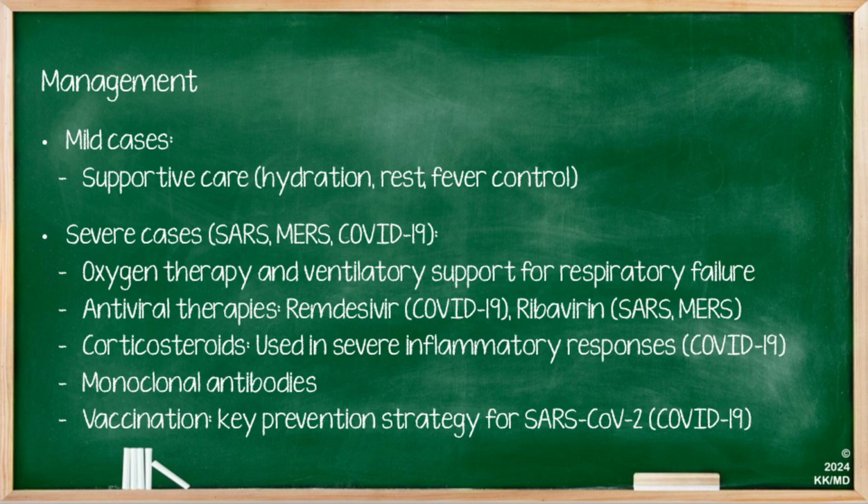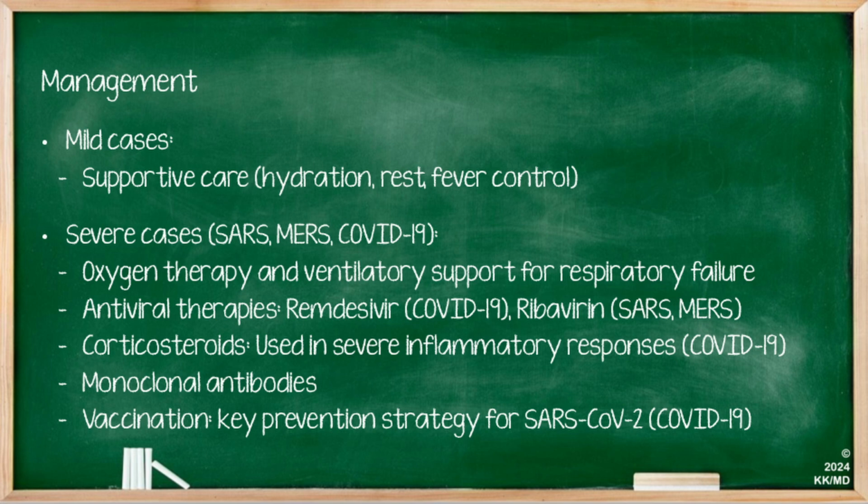Antiviral therapies have been trialed in COVID-19 as well as in MERS, and the ones that have been proven are remdesivir for COVID-19 and ribavirin for SARS and MERS. Corticosteroids are used in severe inflammatory response in COVID-19, and monoclonal antibodies have also been used in those cases who meet very strict criteria and mostly will need to be cared for on intensive care units.